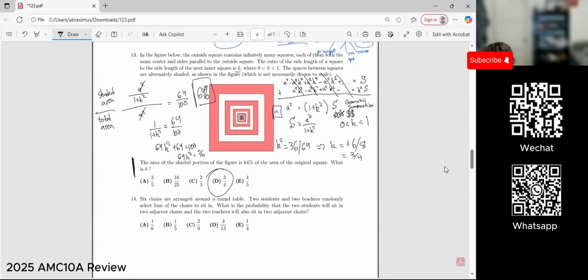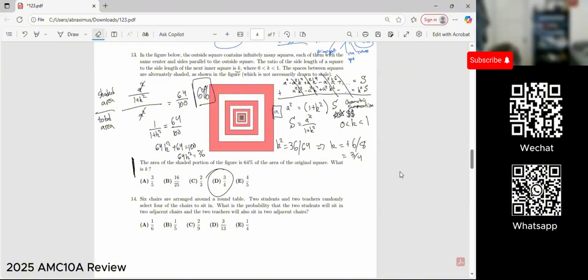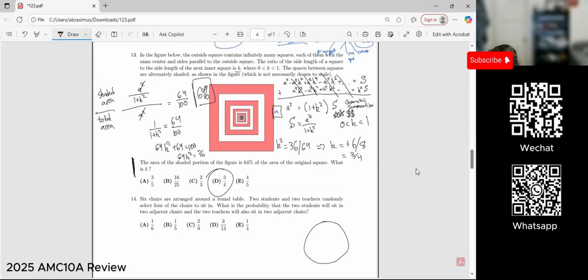6 chairs are arranged around a table. 2 students and 2 teachers randomly select 4 chairs to sit in. What is the probability that the 2 students will sit in 2 adjacent chairs and the 2 teachers will also sit in 2 adjacent chairs? So let's draw a picture. So we have 6 spots.